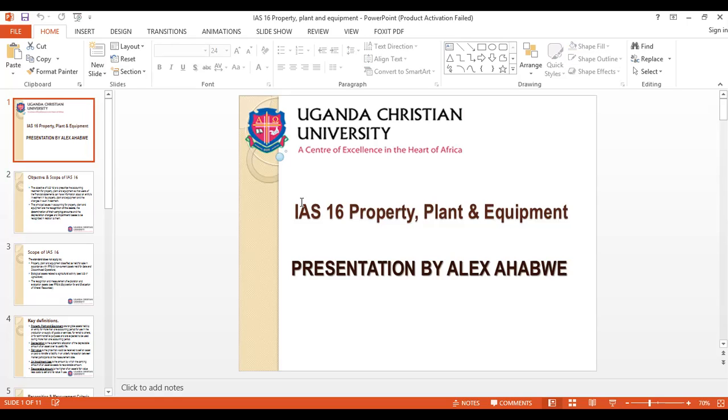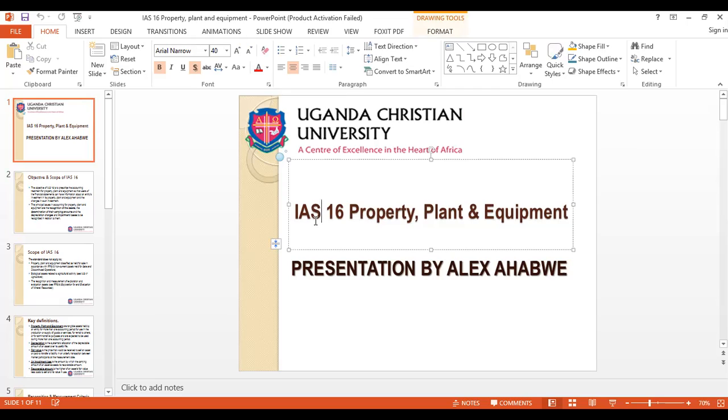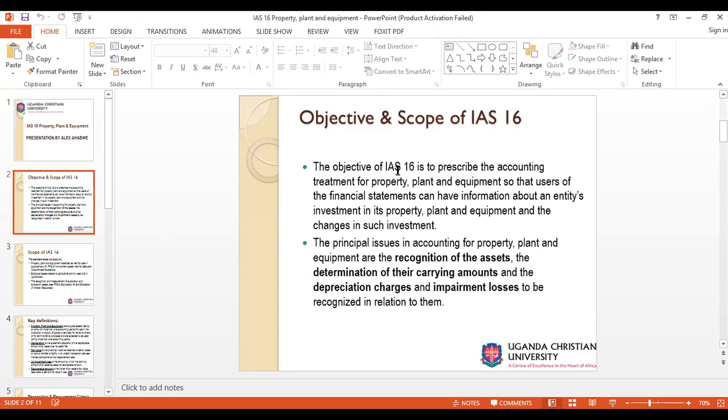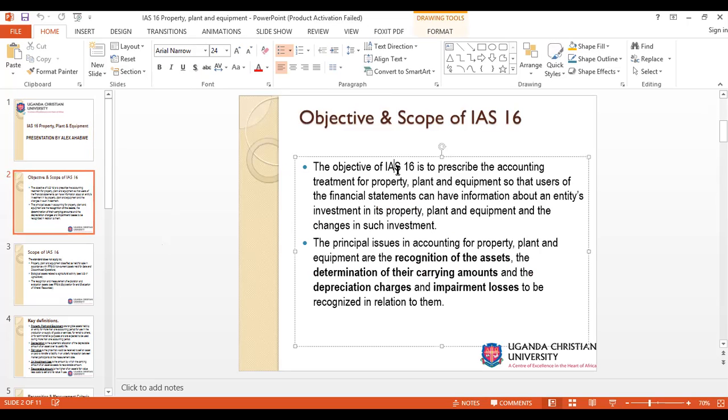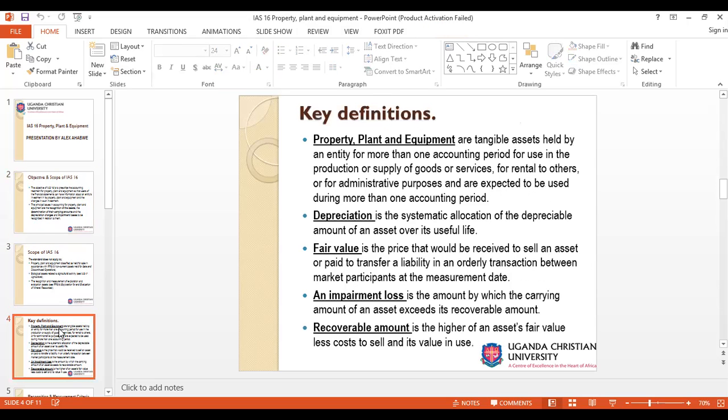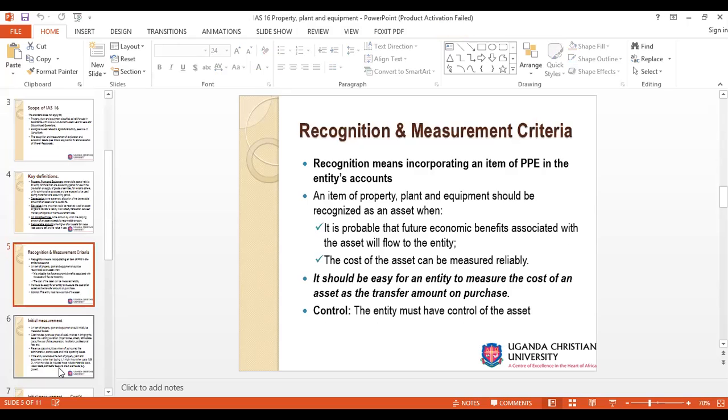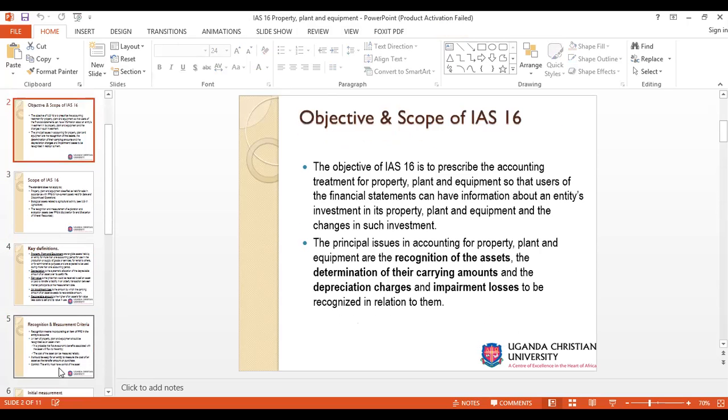But now that we've finished the major issues in groups, I want us today to look at a different thing, that is IAS 16, property, plant, and equipment. In this standard, we shall look at the objective, the scope, the major definitions, and the recognition criteria and measurement basis. So let's first look at the objective.